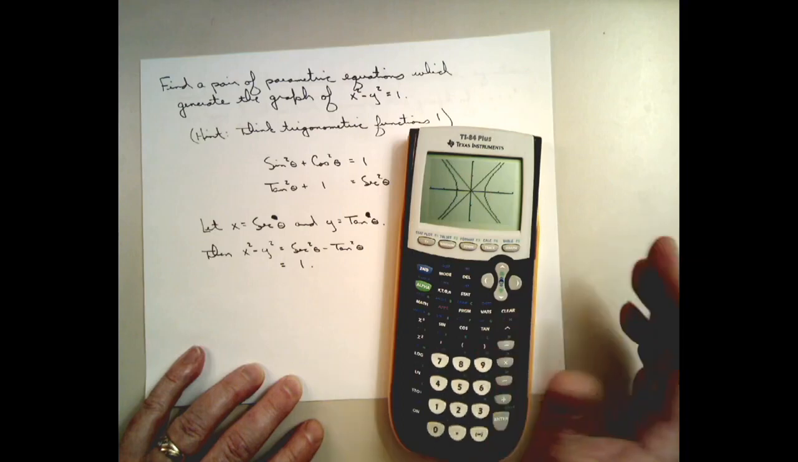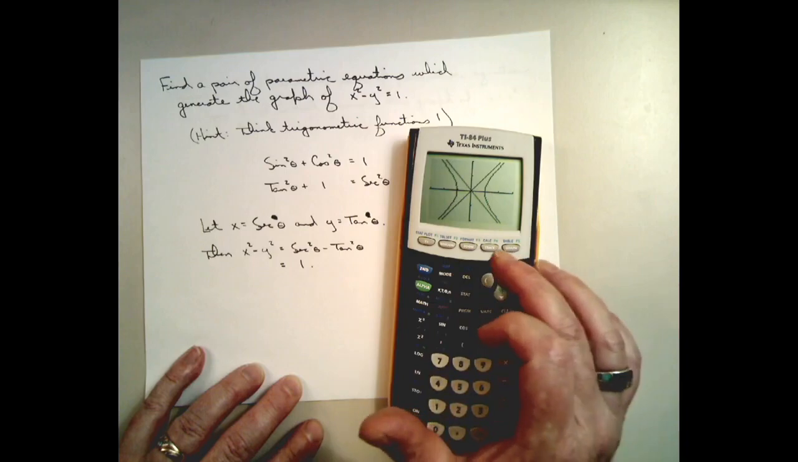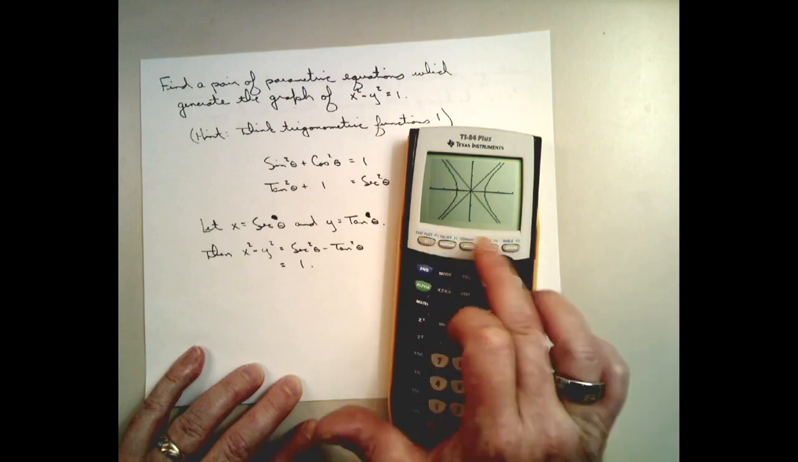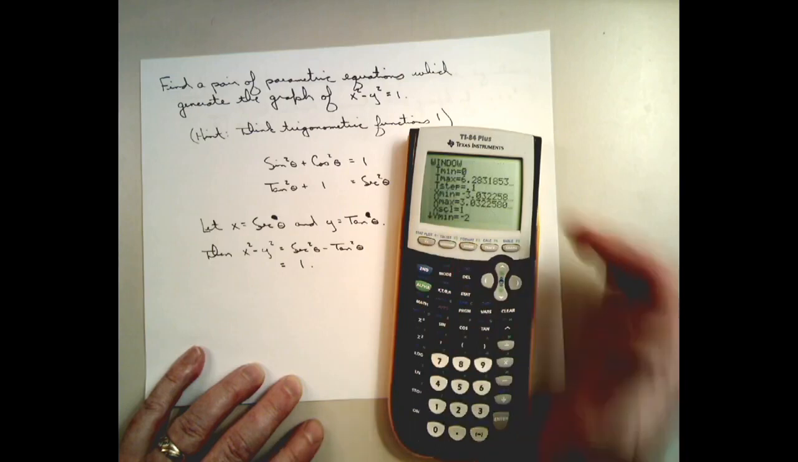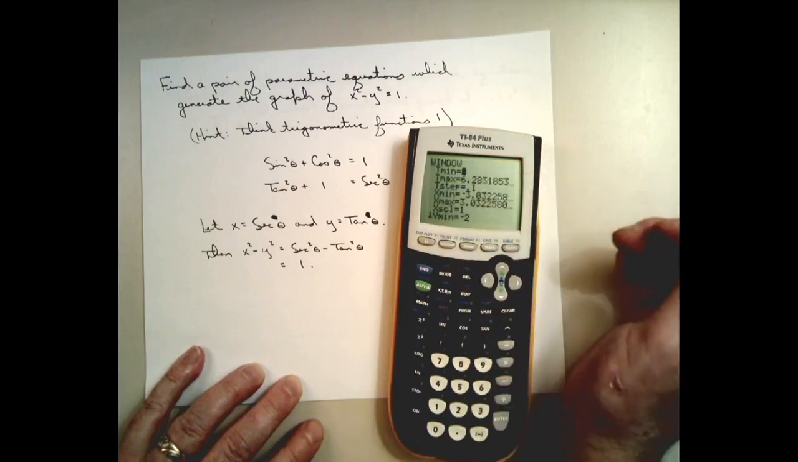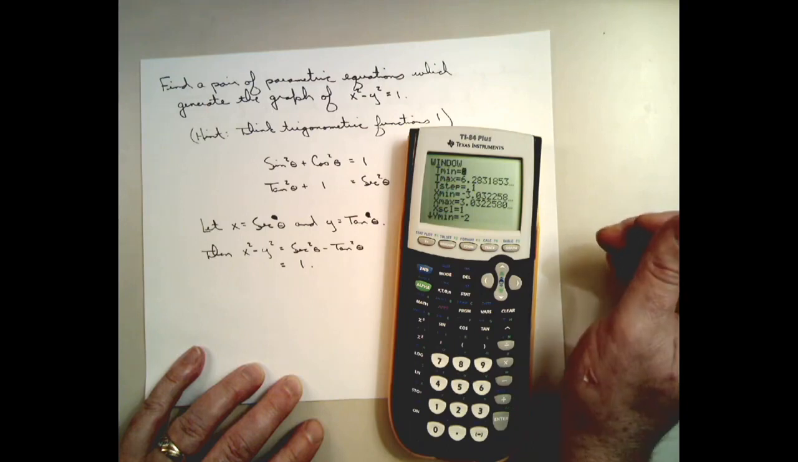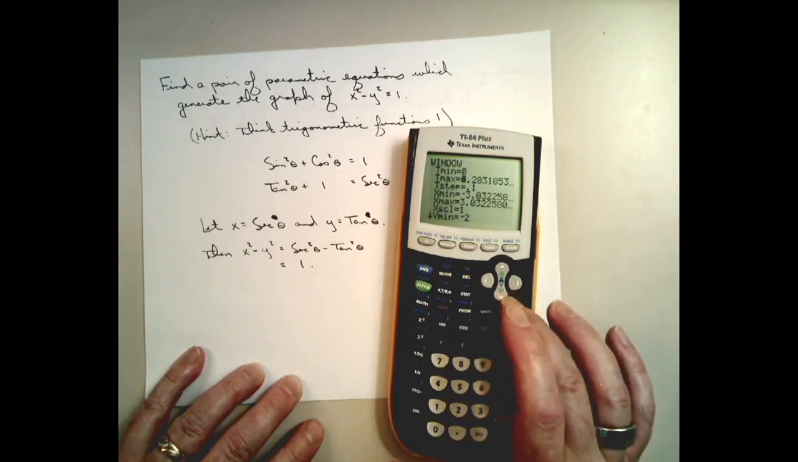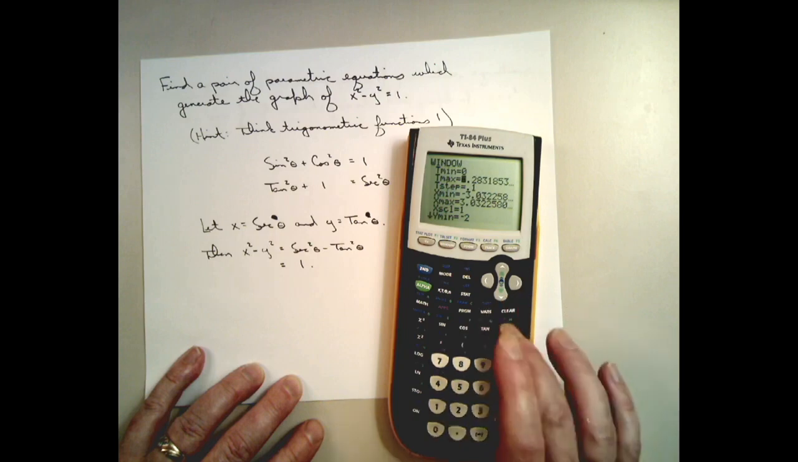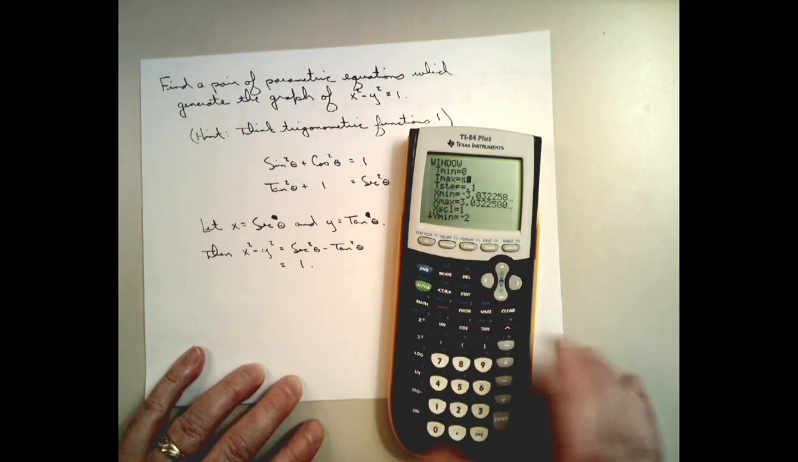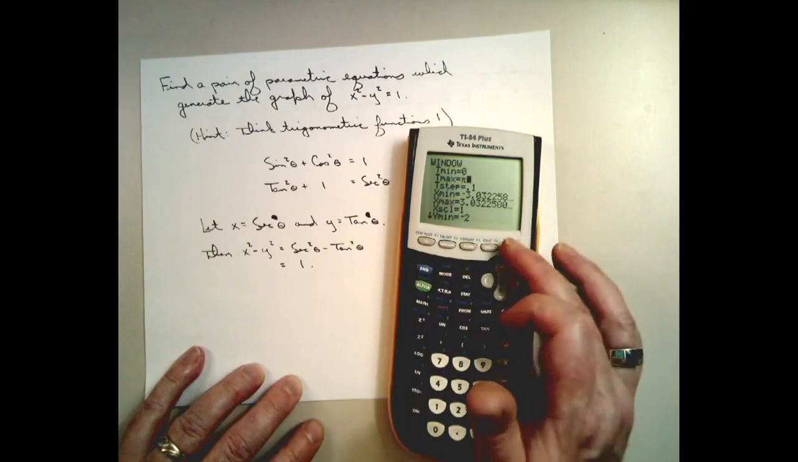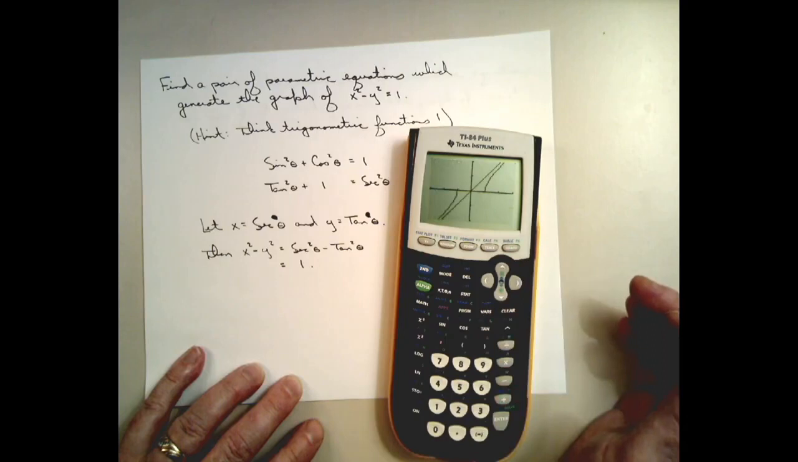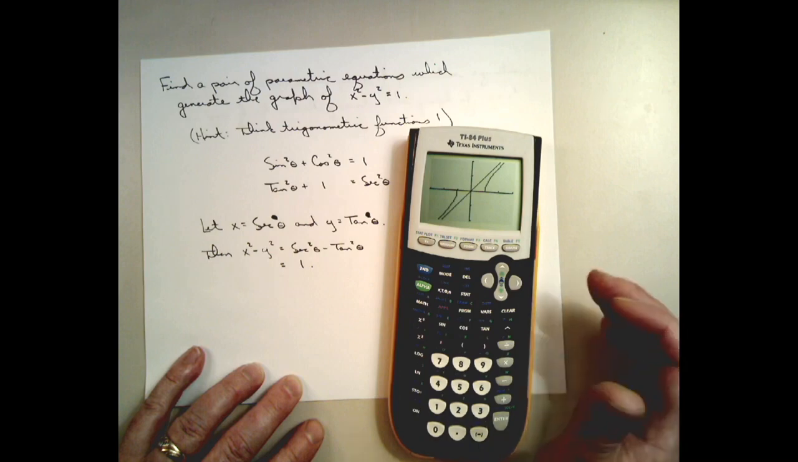Now, while we're here, we might notice that the window that we use might be important. Here, my t-values were going all the way from 0 to 2 pi, which was enough to take us through enough of the graph of this function that we could see what was going on. But if I didn't actually have it going that full range, if I only had, say, it going from 0 to pi, let's see what would have happened to the graph. Right, we would have only gotten part of it. So you need to be careful about what the range of your value of t is.